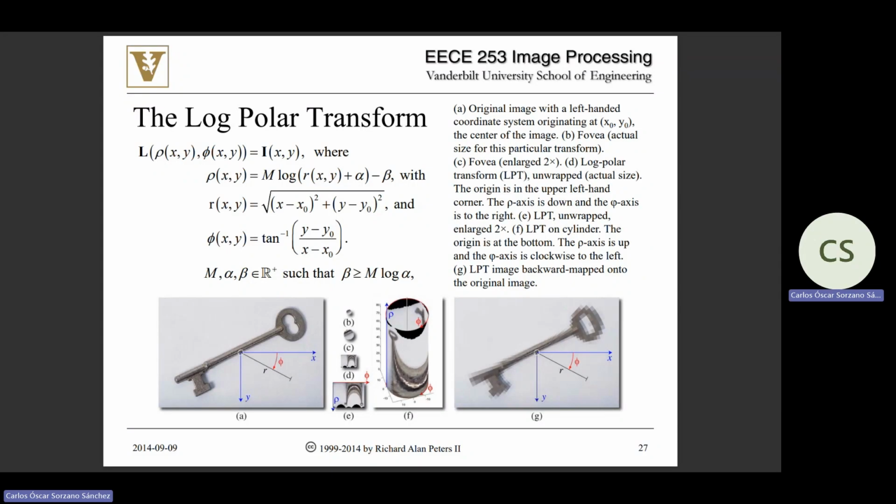This is just a way to simulate mathematically the same effect of the fovea. So you see, this is the ideal image, and this is how we would see it with fewer details here. And here you have the equations to do that, but this is not important for us. If you are interested, you can pursue this line, but otherwise it is not required.